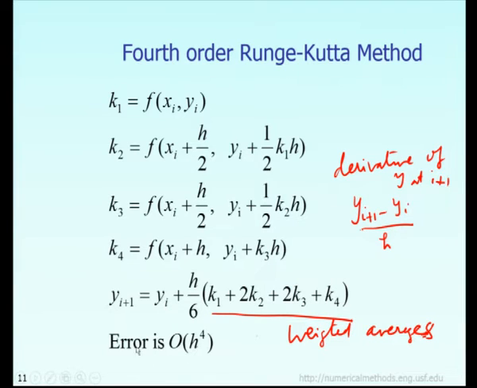And this method has an error of order h power 4. If h is a small step size, h power 4 will again be a minimal error. So, this is considered to be a better method.